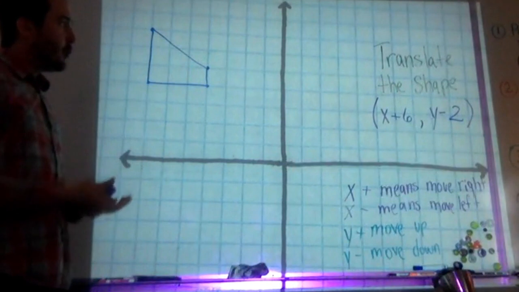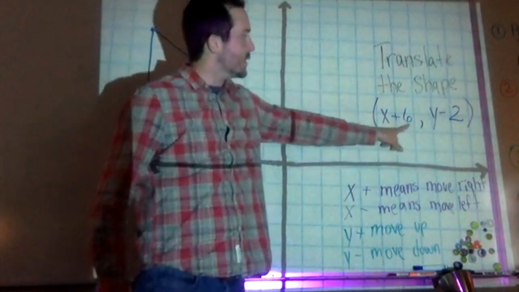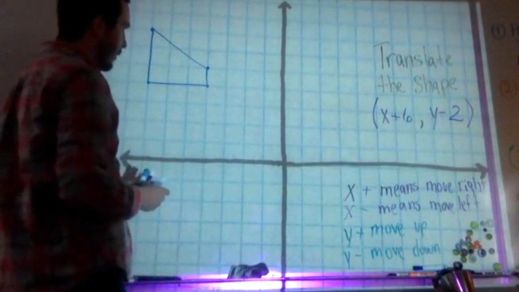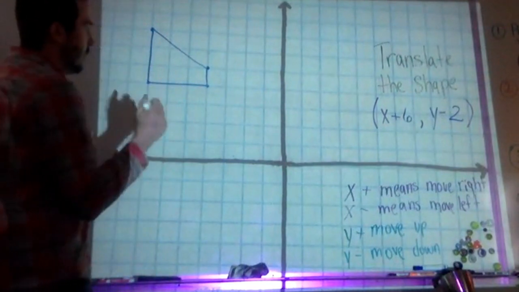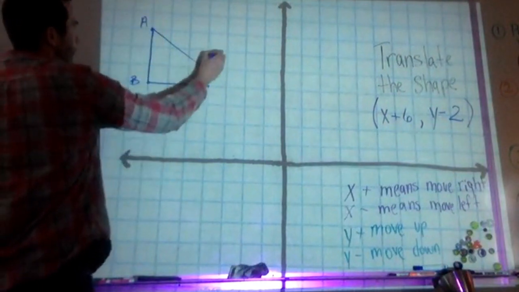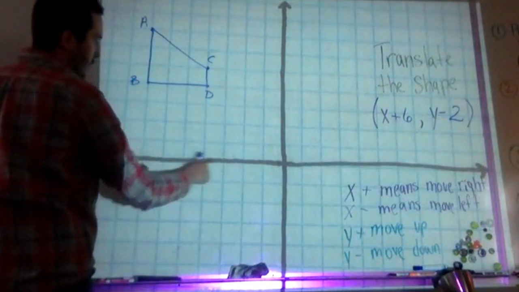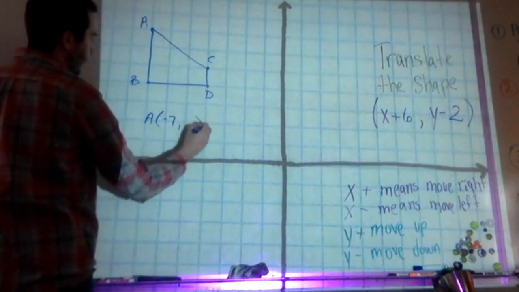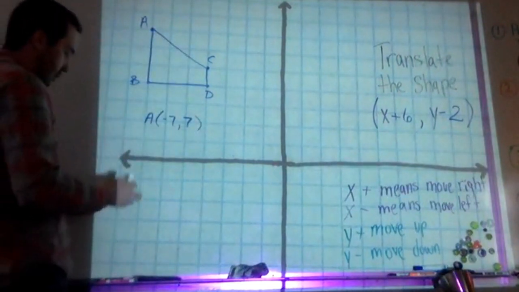Okay, so here I have a new shape I'm going to translate. Now it says translate the shape x plus 6 and y minus 2. So again, we could just draw these out and just go plus 6 and down 2, and that's totally fine. But again, I want to show you the math way of doing this. So I have A, B, C, D. I'm going to take point A. That is at negative 7, 7. Easy.